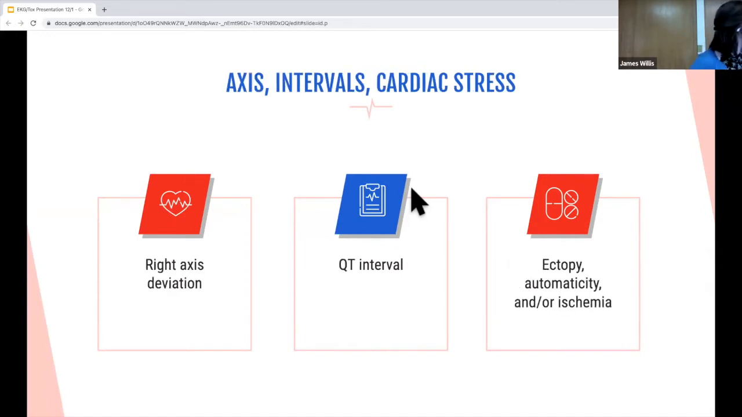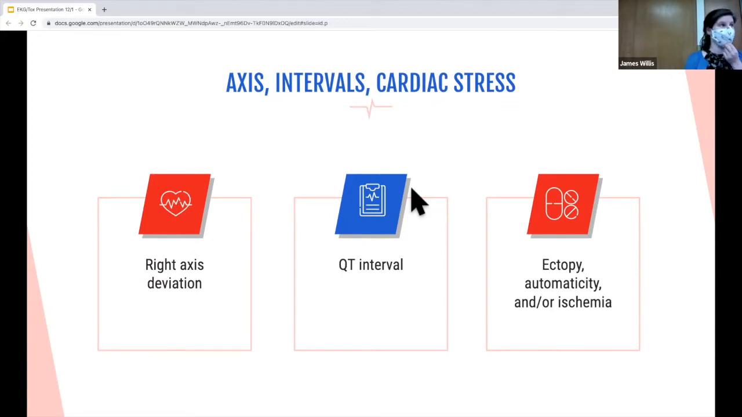And then the next 3 steps, we're gonna look for right axis deviation. Lots of people know to look for a terminal R wave in AVR, but you wanna just think in general about right axis deviation. So for a refresher, that's when your QRS axis is greater than positive 90. So you're looking for a positive QRS in your inferior leads, 2, 3, and AVF, and a negative QRS in your lead 1. So just remember that when we get to some examples.